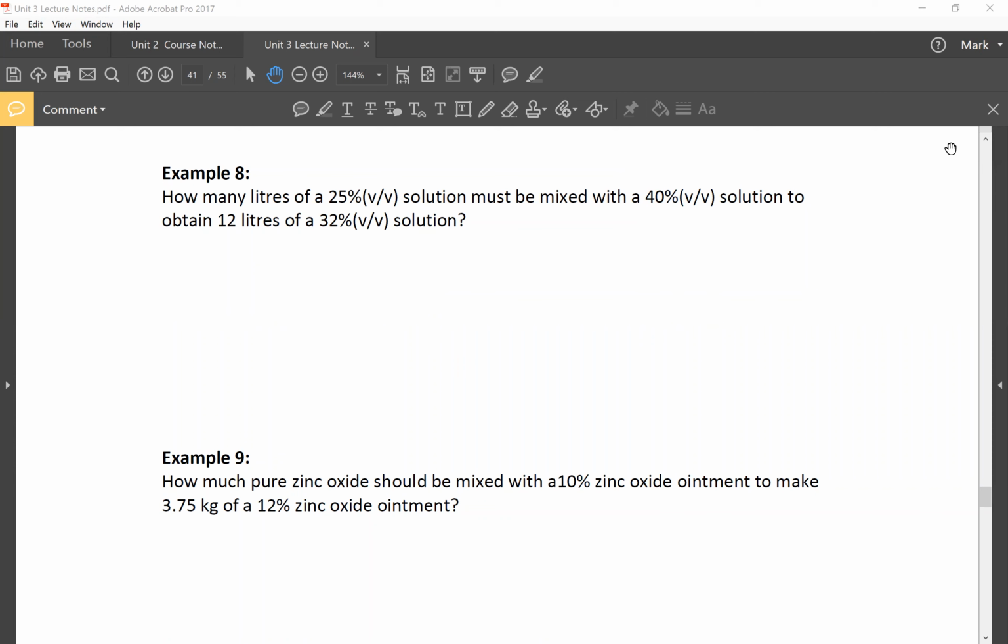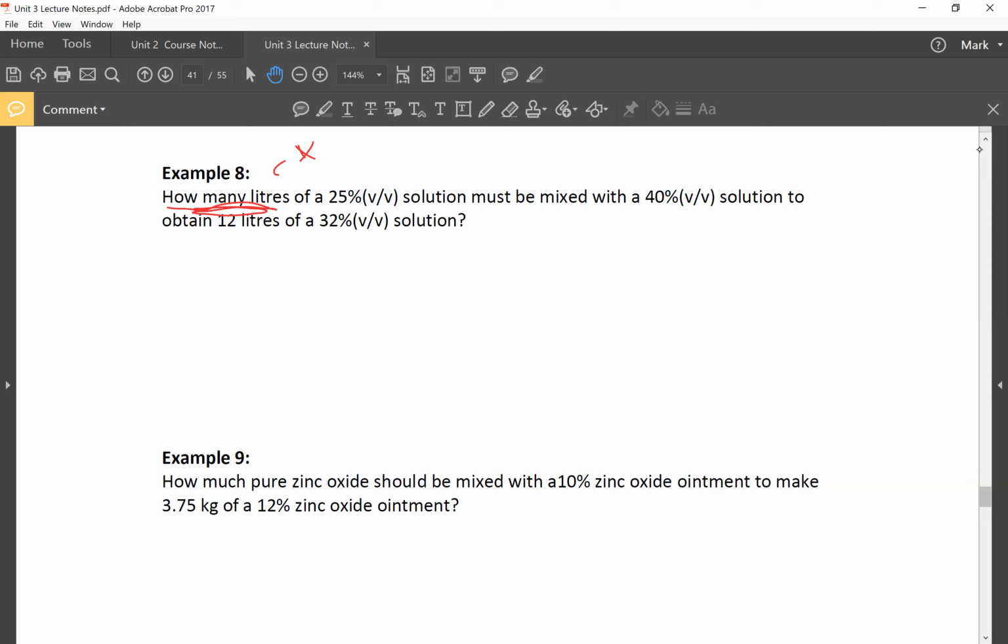And I love that you guys took the time to do this. This is a tough one. So what we're doing is we're mixing together two solutions to make a new solution. And we have a lot of information here. So it says how many liters. So obviously that's going to be our X. How many liters of a 25% solution must be mixed with a 40% solution to give us 12 liters?